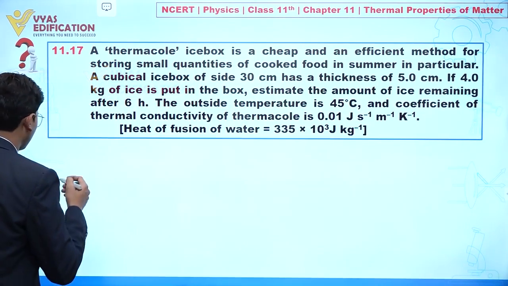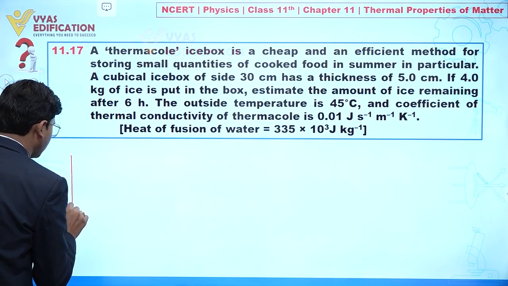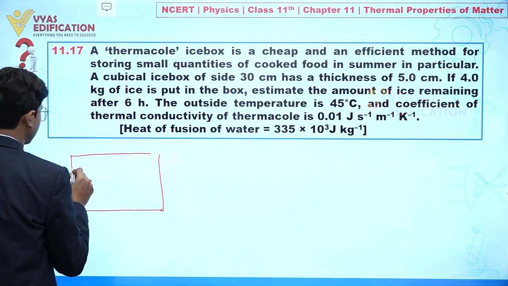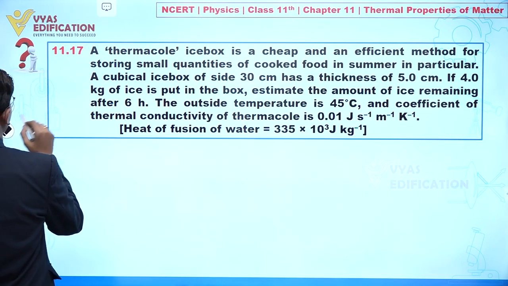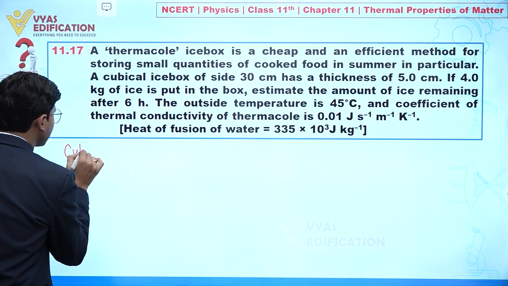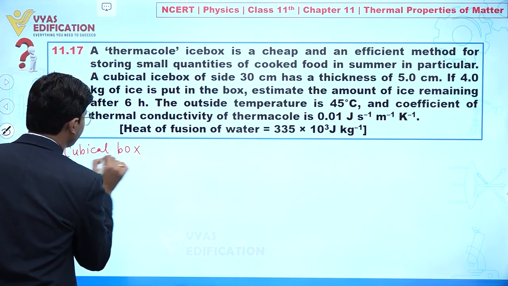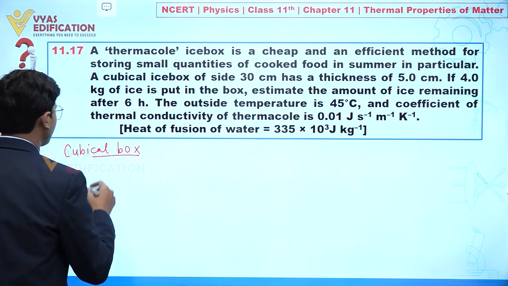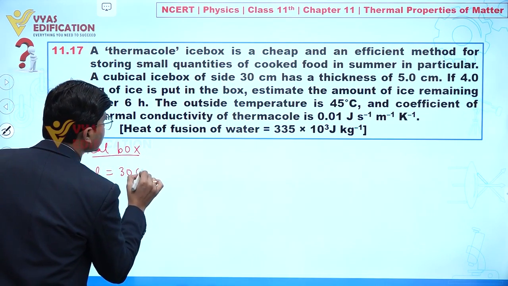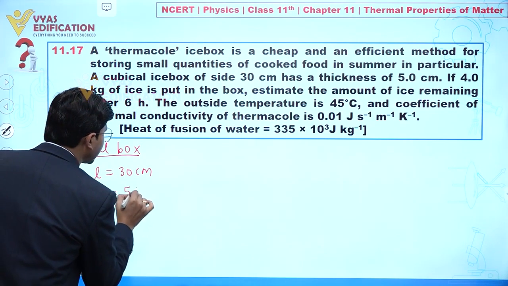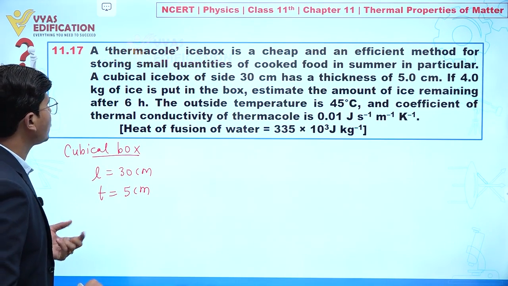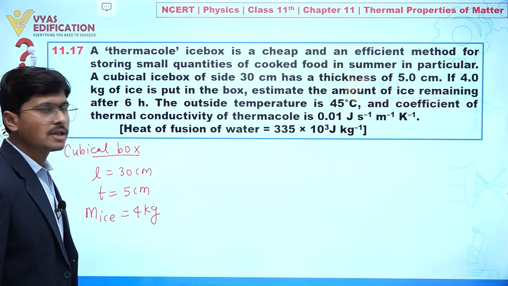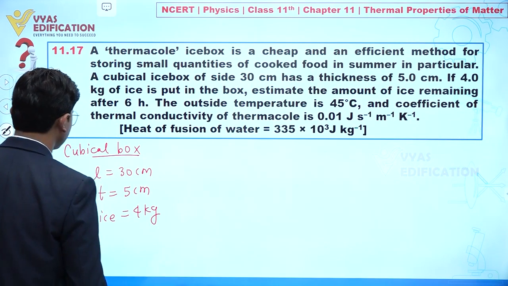So let's suppose I am drawing a cubical box. This is just a front view, actually this is a cubical box. Listen carefully. In this question a cubical ice box of side 30 cm is given, and the thickness value is 5 cm. If 4 kg of ice, so the total mass of ice is 4 kg, is put in the box, estimate the amount of ice remaining after 6 hours.